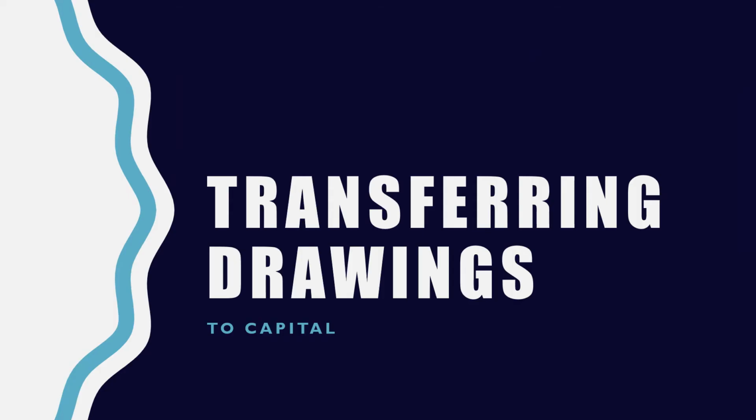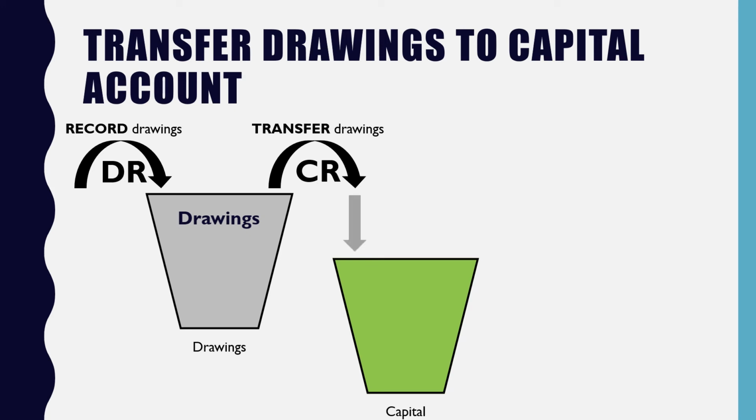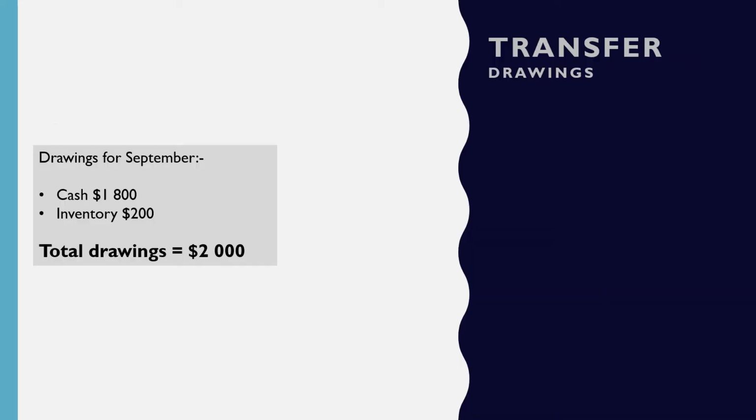We also need to transfer drawings to the capital account because drawings will also change the owner's entitlement. When we record drawings, we always debit the drawings account. Therefore, when we are transferring the drawings to the capital account, we need to credit the drawings account and debit the capital account. And this is how the journals look. We credit drawings, debit capital to transfer drawings to the capital account. This makes a lot of sense because drawings will reduce the capital that the owner has, which means that the owner's equity has decreased. Here's an example.